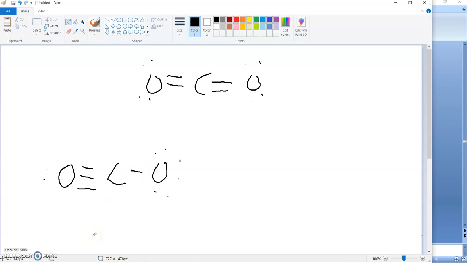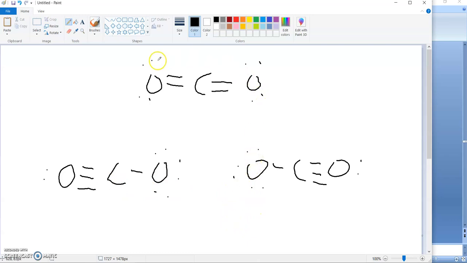Is there another way we could do it? Sure. We could go to the other side, right? We could do the triple bond over here and a single over there, which puts 1 lone pair and 3 lone pairs. And clearly it adds up to the same number of electrons.